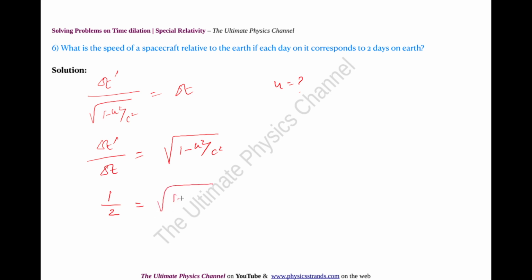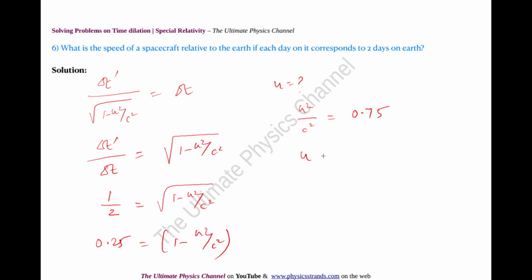The square root here is 1 minus u squared over c squared. Now if you square on both sides, this is 0.5, and 0.5 squared is 0.25 on the left hand side. Right hand side is 1 minus u squared over c squared. And therefore u squared over c squared is equal to 0.75, that is 1 minus 0.25.